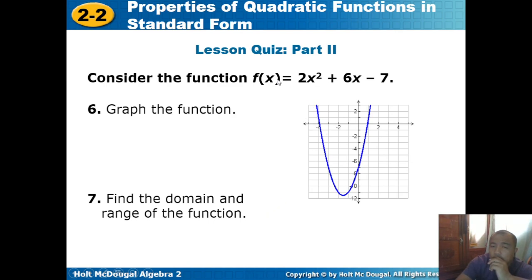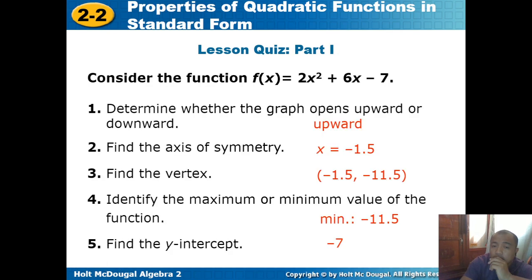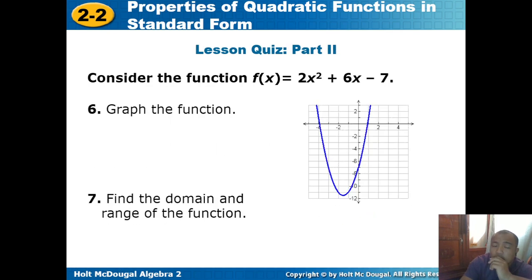Find the domain and range of the function. The domain of every quadratic function is all real numbers. While the range is y is greater than or equal to k, which is the y-coordinate of the vertex. So y is greater than or equal to negative 11.5 as the range.